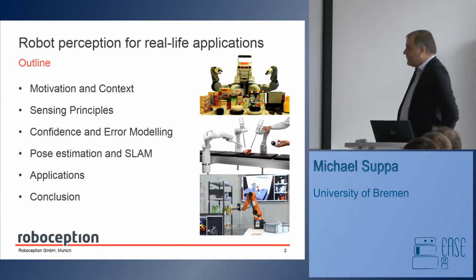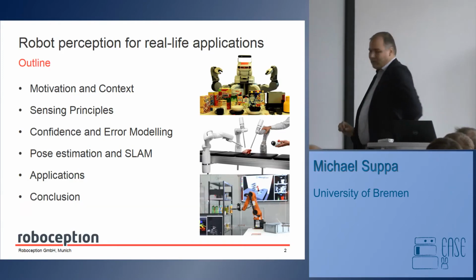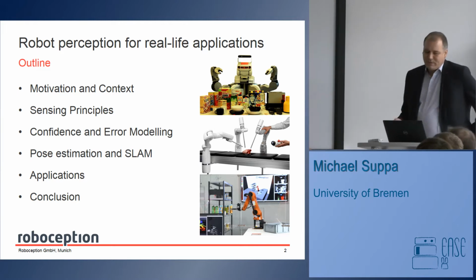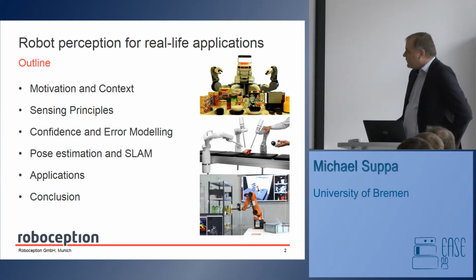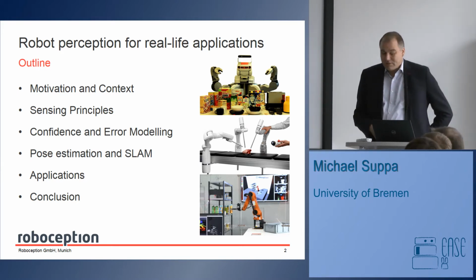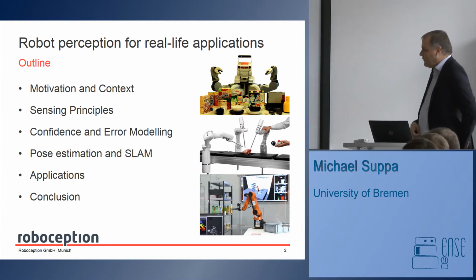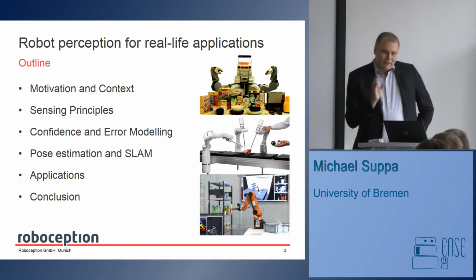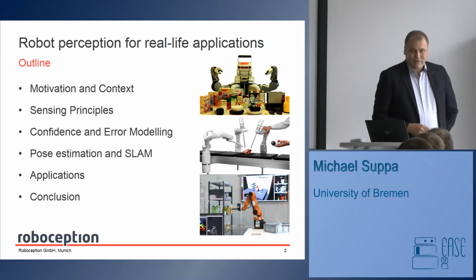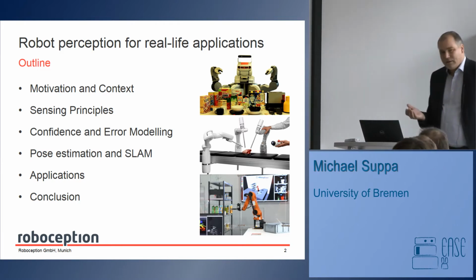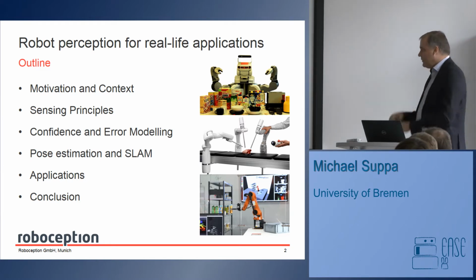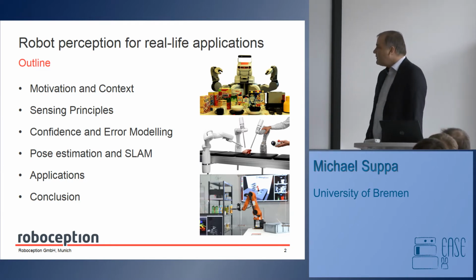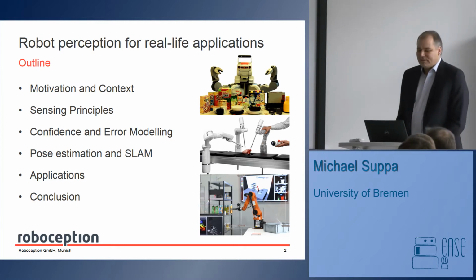Oh, there we go. So the outline of my talk is that I give you a little bit of the motivation and the context, then talk a little bit about sensing principles. One important aspect in our work is confidence and error modeling, so that we can put modules of software together and always have the reasoning in these separated modules so that we can combine them in different ways. I will tell you a little bit about pose estimation and SLAM.